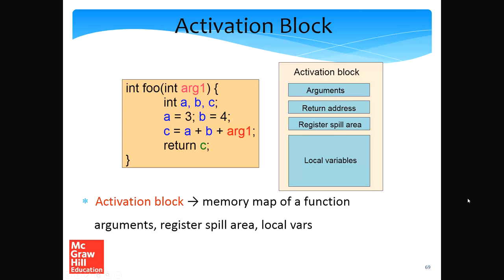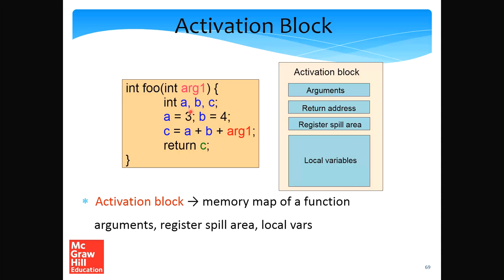So to make our life simple, let's define an activation block. An activation block is a region of memory that stores certain information about an executing function. So let's assume a function foo that takes a single argument arg1. It has three internal variables a, b and c. A is set to 3, b to 4. C is a plus b plus arg1, and then we return c.